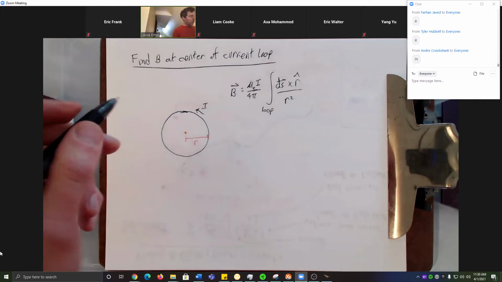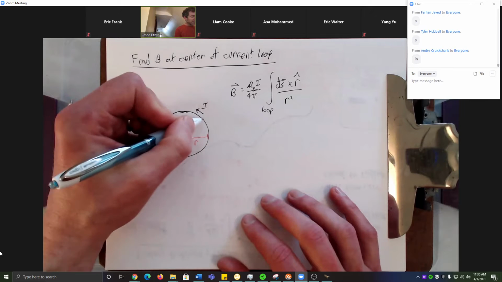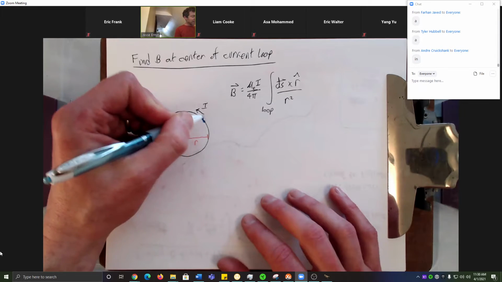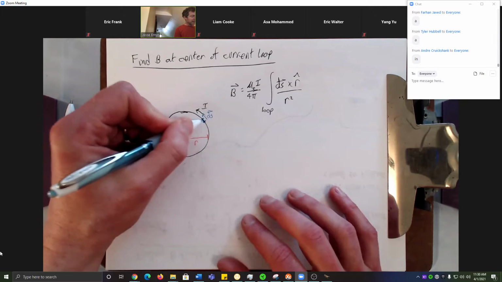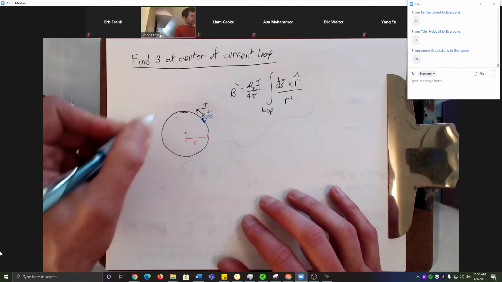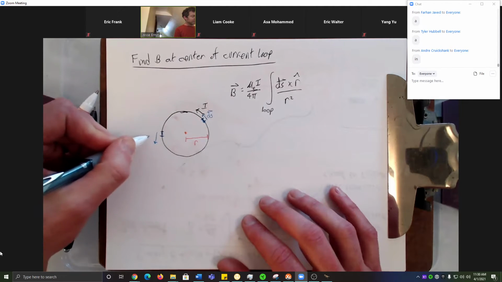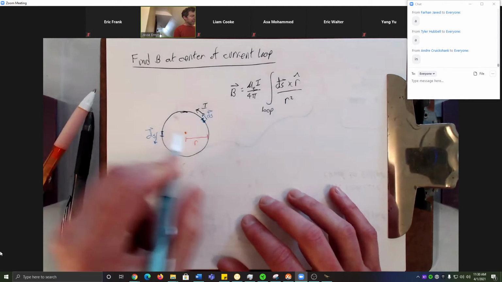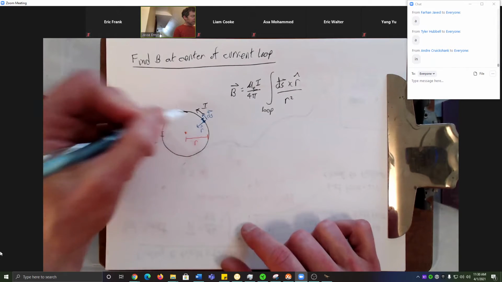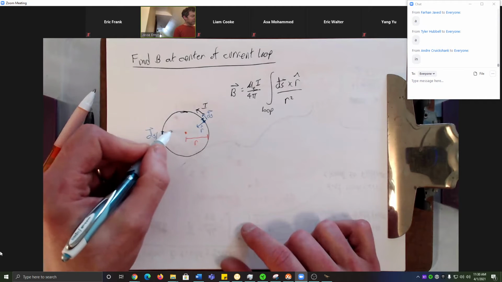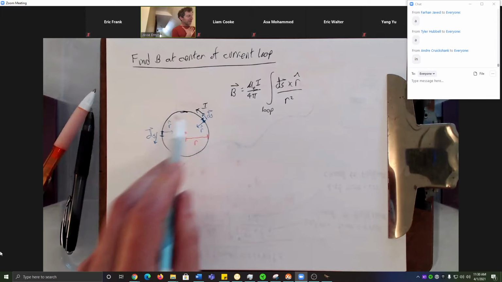So let's just figure out one element. What's the direction of the B field here from this one element? Here's our ds for this element. ds vector looks like this. For this element, ds vector looks like that. For this element, r hat points that way. For this element, r hat goes this way. What's the direction of ds cross r hat for this element?